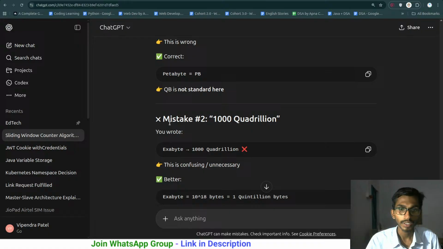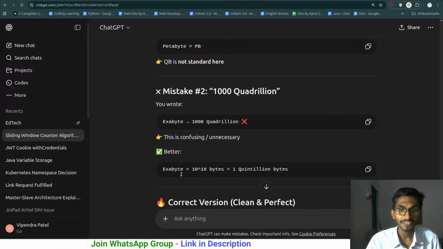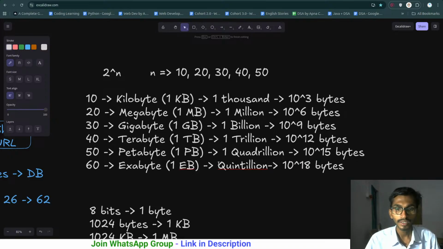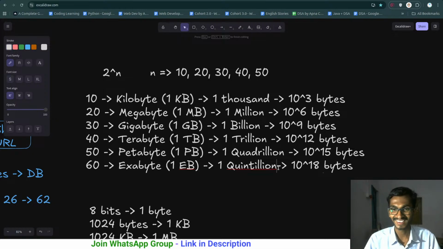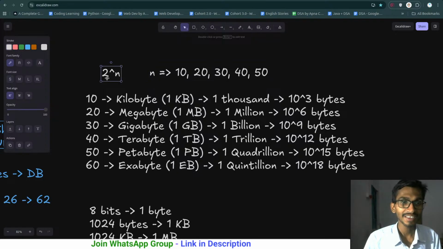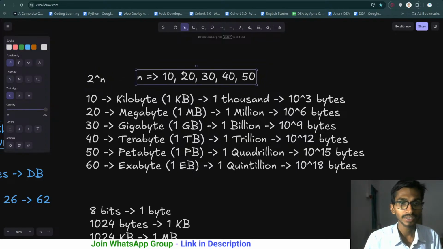Correct is going to be PB, and then mistake number 2, 1000 quadrillion. Yeah, that's right, I did that. This is confusing and unnecessary. So 1 quintillion, crazy name. 10 to the power 18 is equal to this. So instead of having it like this, let me have it like this. So 2 to the power 60 is actually equal to 1 quintillion. Such a good thing. I'm happy to have it here. So this is how it's going to be.